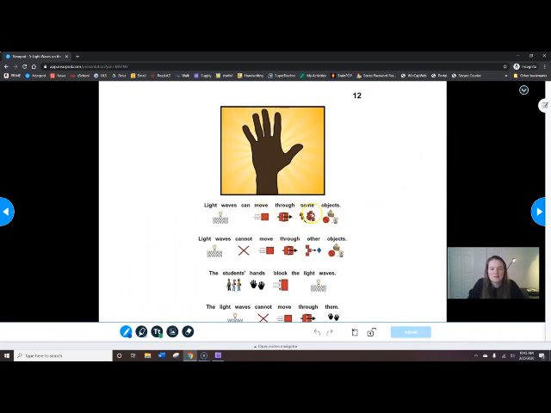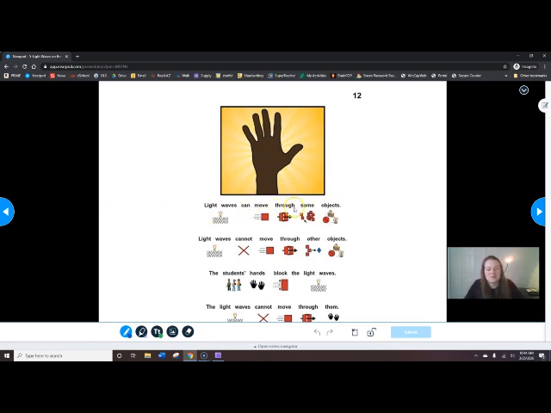Light waves can move through some objects. Let's see. So I have the light behind me. If I hold up a piece of paper, you can still see some of the light coming through. Let's look. Here's my lamp. You can still see the light through the paper. But if I cover the lamp with my hands, you can't really see it. You can't see the light.